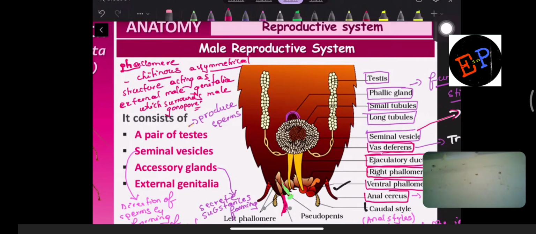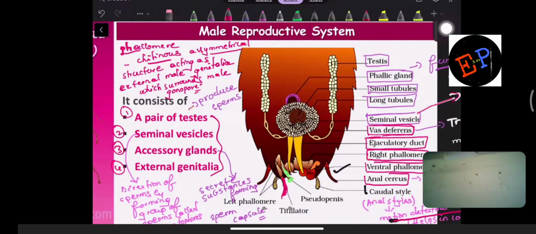So then male reproductive system consists of four parts. Now these are the very important parts which you should remember very carefully. First one is a pair of testes. Second one is seminal vesicles. Third one is accessory glands. And the fourth one is called the external genitalia. And around this external genitalia only you can find these phallomeres. Understood now? Okay. Now let us see the function of each of them.